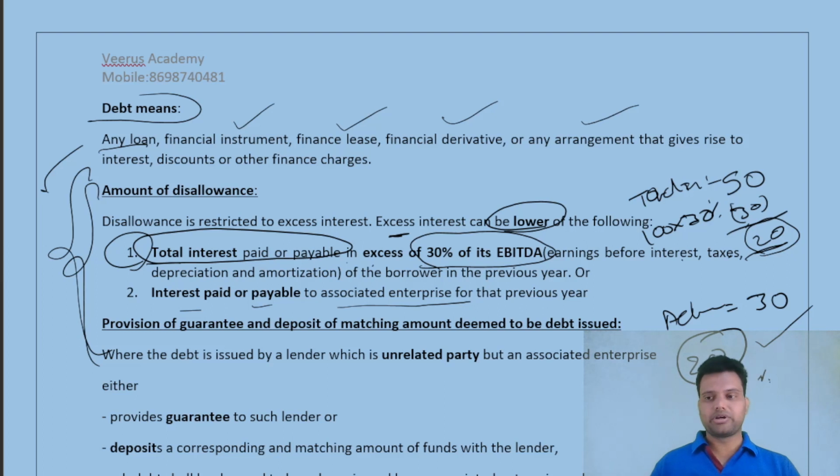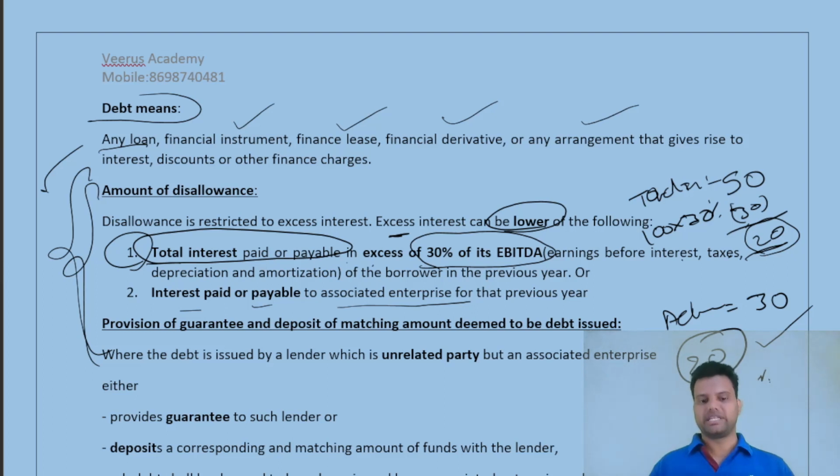Okay, and the second point where students commit a mistake here is this: they will be given the net profit in the question, and they will take that net profit and calculate the 30% on it. That's an error. That's a blunder. You need to calculate the EBITDA. You take the net profit, add back the interest, add back the taxes, add back the depreciation, add back the amortization, then the EBITDA value will come. On the EBITDA value, you then take 30%. These 2 points you need to remember.